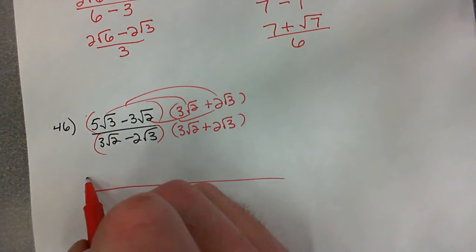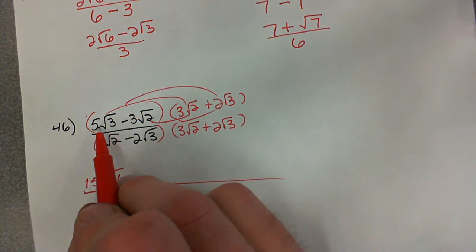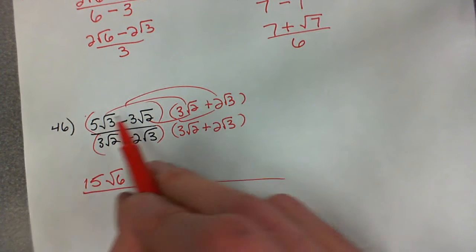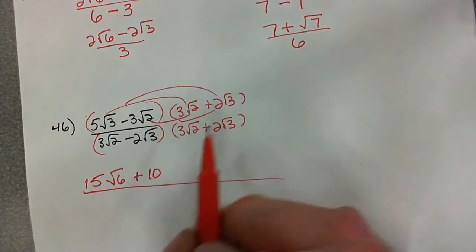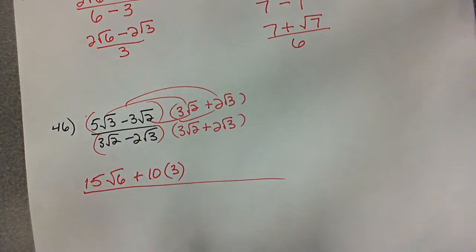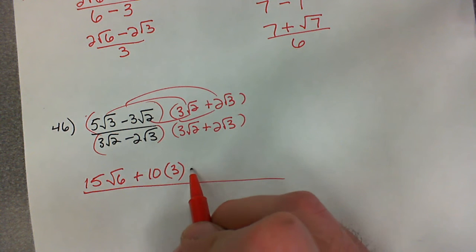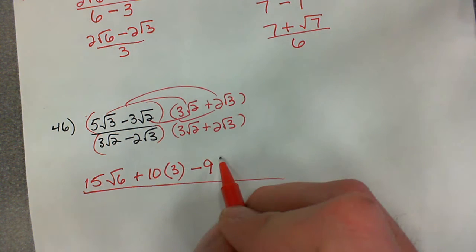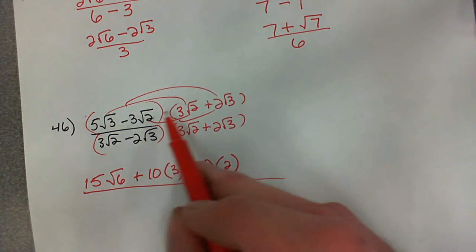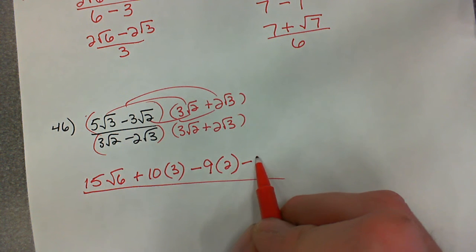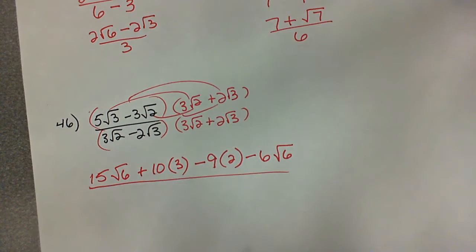5 times 3 is 15. Square root of 3 times square root of 2 is square root of 6. Now, do the outers. 5 times positive 2 is 10. Square root of 3 times square root of 3 is just 3. Now we do the inners. Negative 3 times positive 3, which is negative 9. Square root of 2 times square root of 2 is just 2. And then the last terms, negative 3 times positive 2 is negative 6. Square root of 2 times square root of 3 is square root of 6.